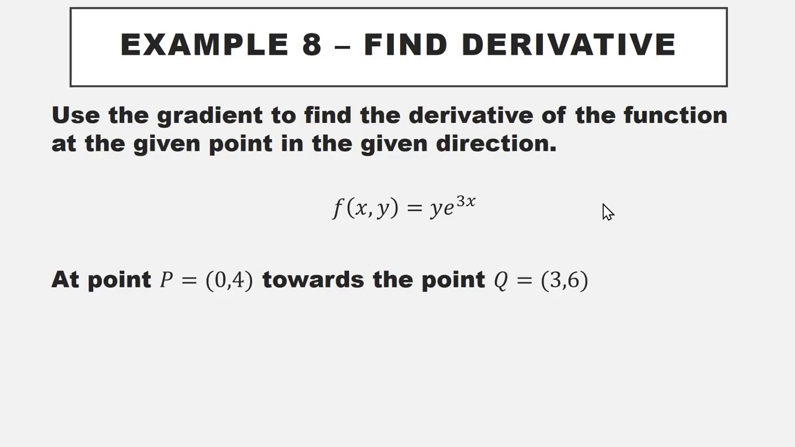Let's do another example. Here is example 8. We want to find the directional derivative, and we're going to be at the point (0, 4) and moving towards the point (3, 6). And we're going to use the gradient to find that. Now, the function is y times e to the 3x. So we've already found the general gradient. And now we're going to, again, start at the point (0, 4) and move towards the point (3, 6).